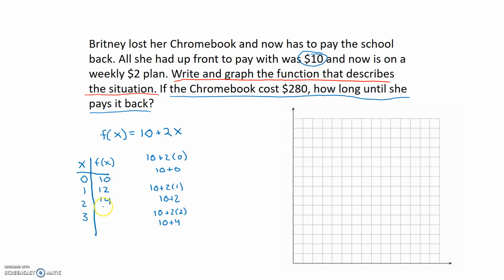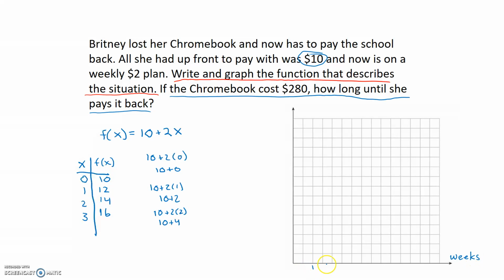And again, some of you guys already start seeing the pattern, right? The next one should be 16 here. All right, so I won't do it out. Now what I'm going to do here is, of course, make sure that I label my graph. So my x-axis here is representing the weeks. I'm on a weekly plan here, weeks. So again, I'm going to do the same thing.